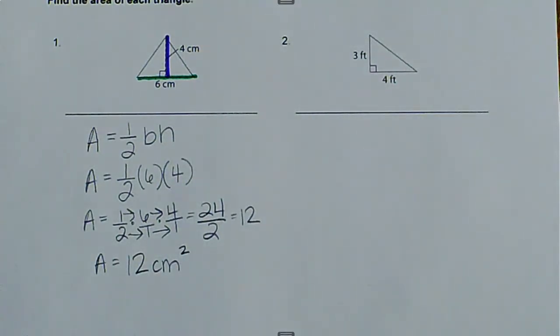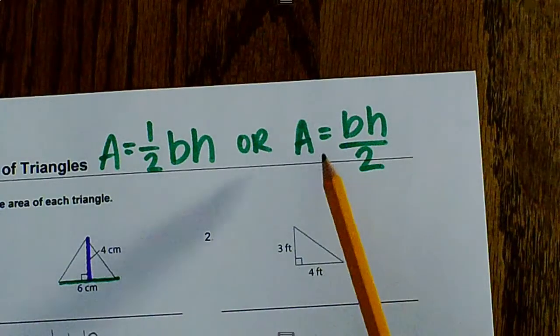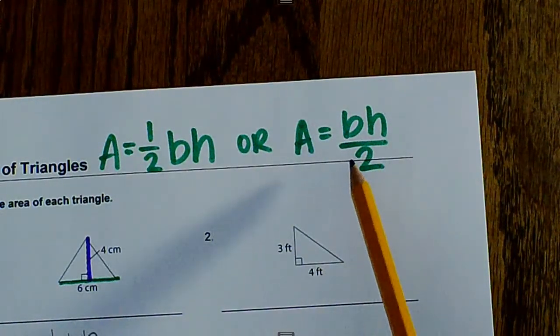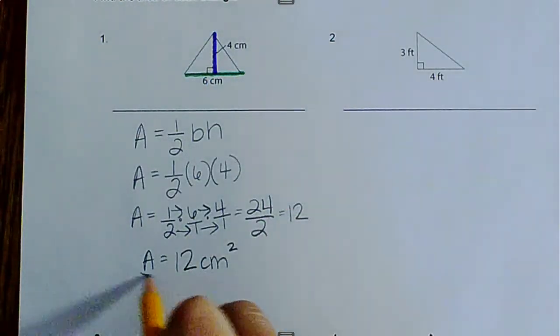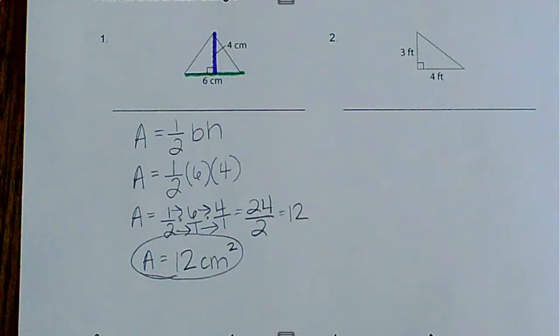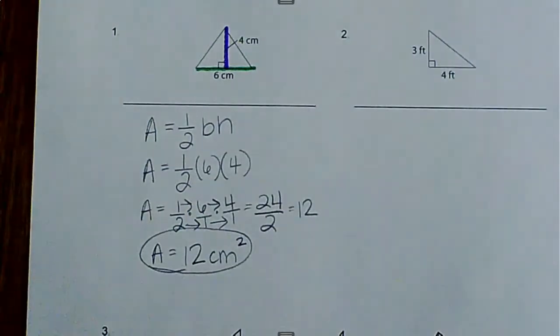Now, would I get the same answer if I use the other formula, area equals base times height divided by 2? Let's see if that works out. I'm going to do it in this area here. I should get 12 centimeters squared. So the, let me see if I can.